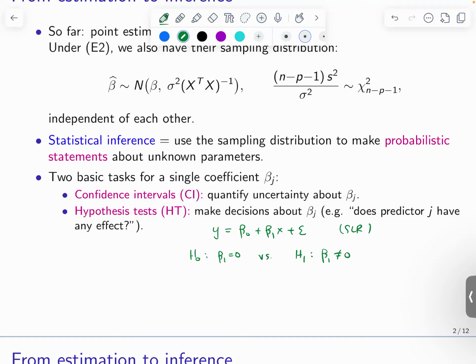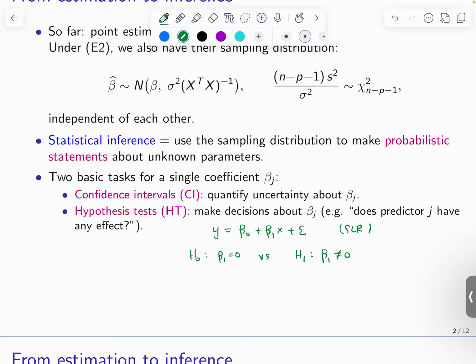For confidence intervals, do people know what confidence intervals are? How many people know confidence intervals? Okay. How many people have heard of hypothesis testing? Okay. So we'll see how well we know this.